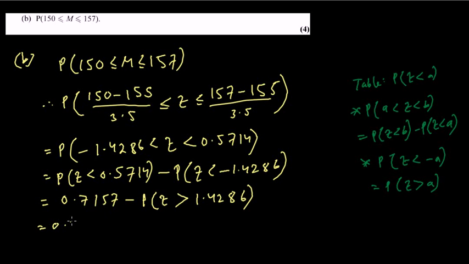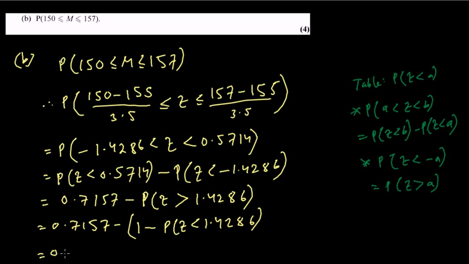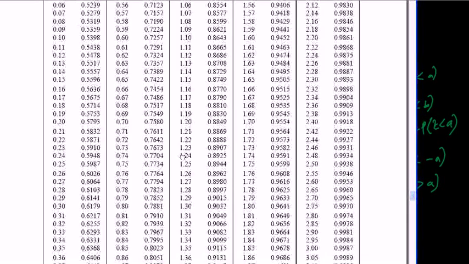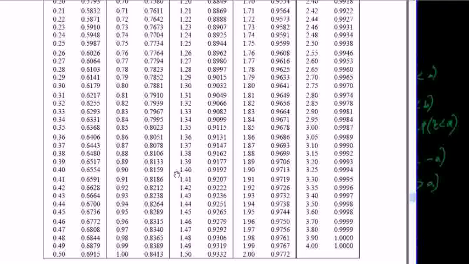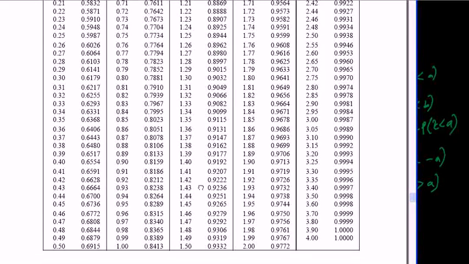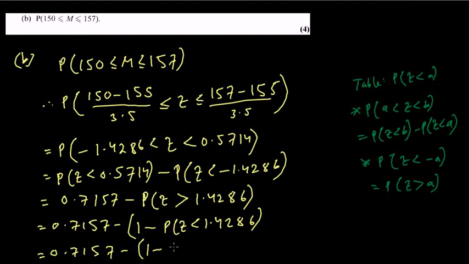So 0.7157 minus, now this probability we have to convert again, since it is greater than, into 1 minus. So this should be 1 minus probability of z is less than 1.4286. So this should be 0.7157 minus 1 minus probability of z is less than 1.43. 1.43 is going to be this one, 0.9236. So let's calculate this.